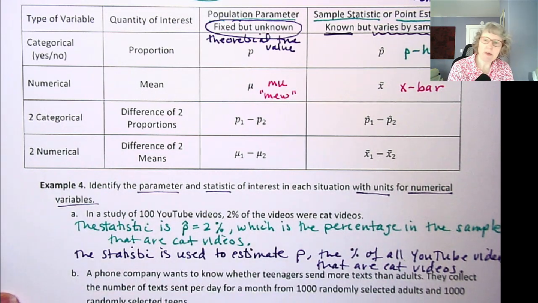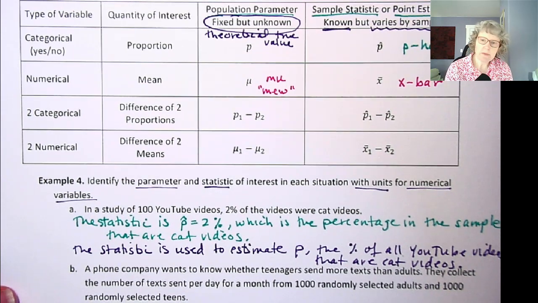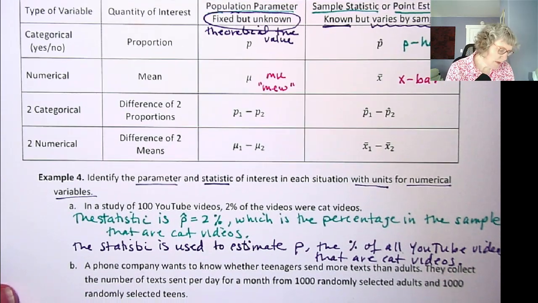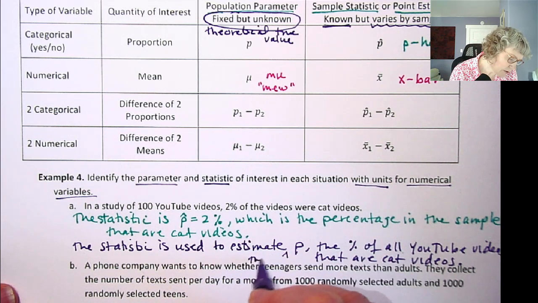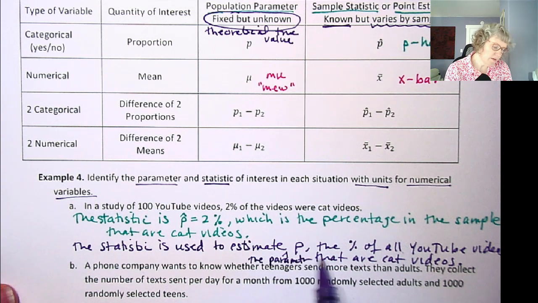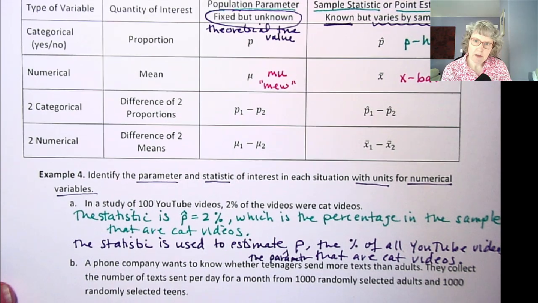Okay, so you can see there's many ways to write this out. You can write it out in your own way, the way that makes most sense to you. But the important part is the statistic is P hat, and it's the percentage in the sample that are cat videos. And that is used to estimate P, which is the parameter. I could have said, estimate the parameter P, which is the percentage of all YouTube videos that are cat videos. Okay, we get an idea.